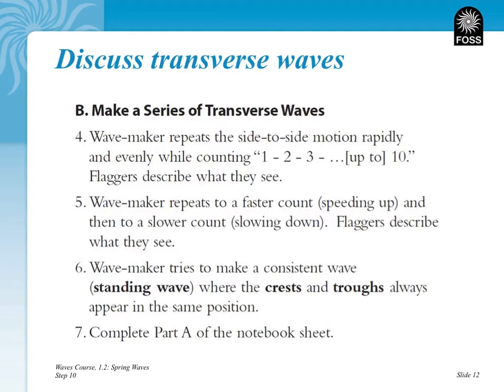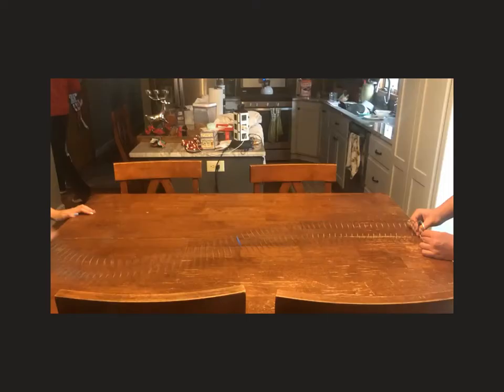You also should try to create what looks like a standing wave, and what I mean by that is one that looks like it's not moving. So a standing wave, it looks like it's standing in place. I'll show you in a second what I mean. We're going to learn two parts to the transverse waves coming up. I bet you can figure out where they are, crests and troughs. Please complete part A of the notebook sheet after you experiment.